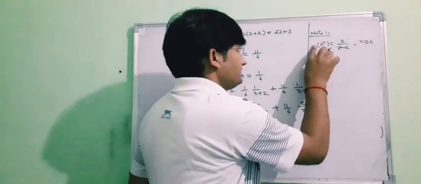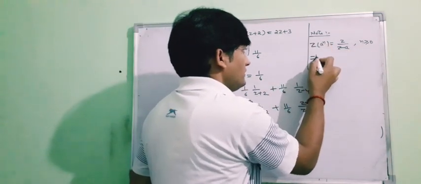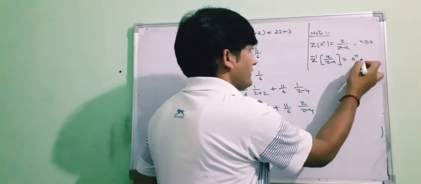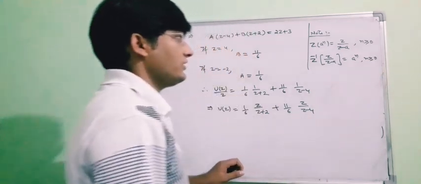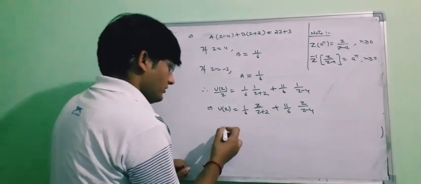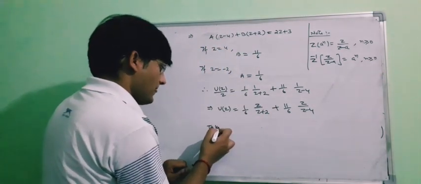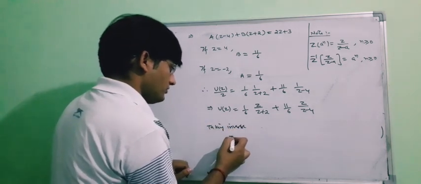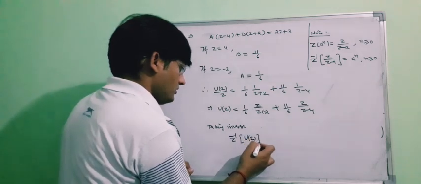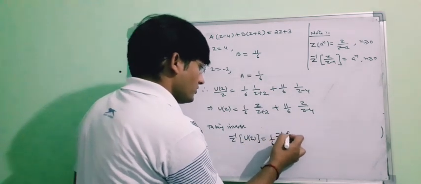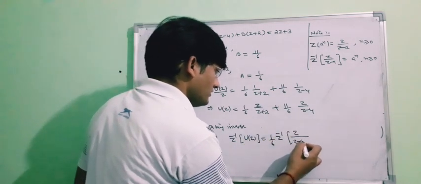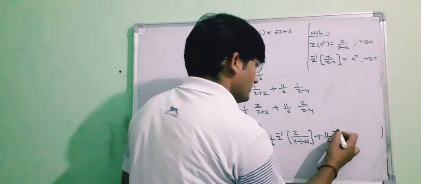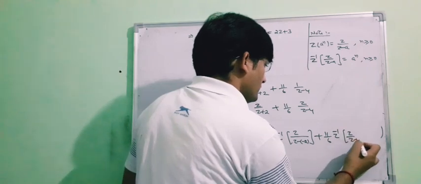So from here, the z inverse of z upon z minus a will be a to the power n, and n should be greater than or equal to 0. Now, taking inverse, this will be 1 by 6 z inverse of z upon z plus 2, and here we will have 11 upon 6 and then z inverse of z upon z minus 4.